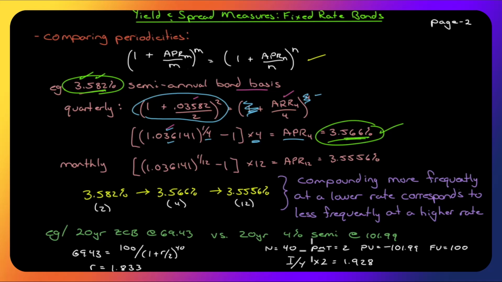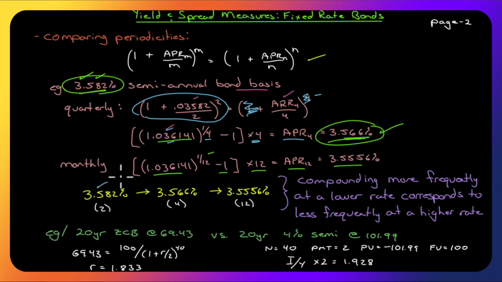What if it were monthly? Well, this here stays the same. This part here stays the same because we can solve for that. But you'd have a power of 12 on the other side, so we take the 12th root minus 1, and then you multiply it by 12, and we will get 3.5556.